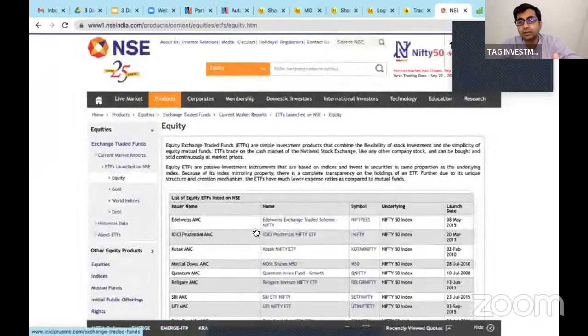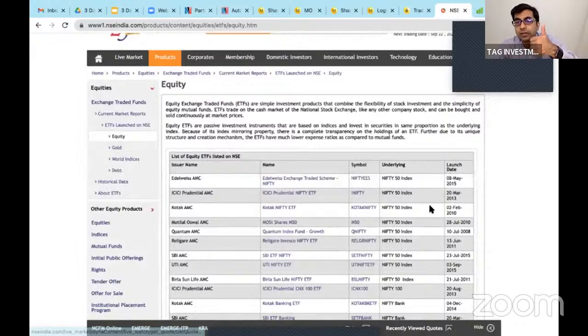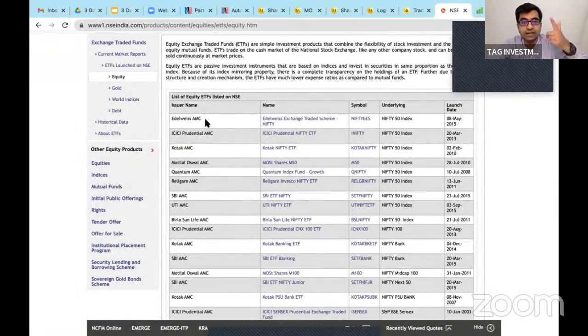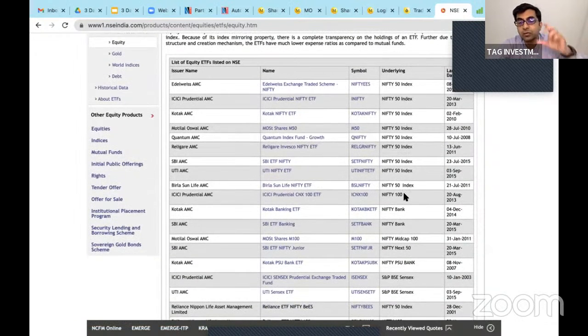So typically the famous ones are the Nifty 50, Junior Bees. Nifty 50, these are the companies: Edelweiss, ICICI, Kotak, Motilal Oswal, Quantum, Reliance, SBI, UTI, offering the same thing. It's one and the same thing. You can buy any of the Nifty 50, or Nifty 100 if you want to buy the first 100 stocks of India in one ETF. So you can buy through this ETF.